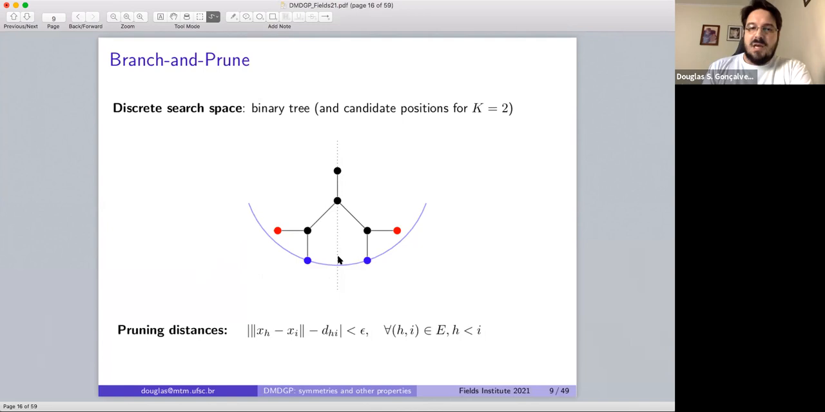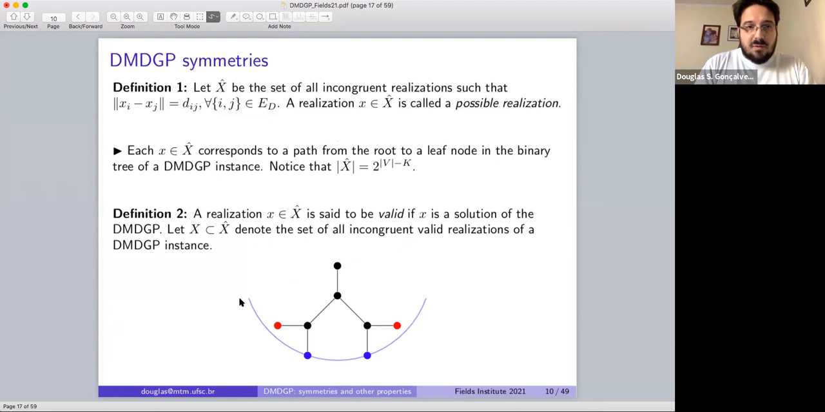And it turns out that this binary tree, or this discrete search space, has not only this symmetry, but also many others in other places in the tree. And that's what we will discuss in this talk, and how to exploit the symmetries in order to obtain a more efficient algorithm for solving DMDGPs. So in order to talk about these symmetry properties of the DMDGP, we need some definitions. First, I will denote by X hat the set of all incongruent realizations that satisfy the distance constraints related to discretization edges. Remember, the discretization edges are the edges implied by the definition of the DMDGP, the corresponding distances which are used to perform the sphere intersections to determine the candidate positions.